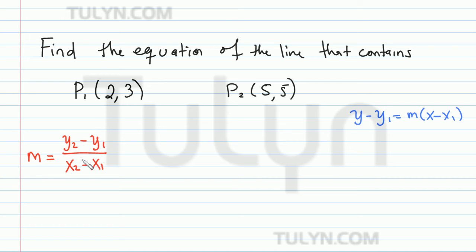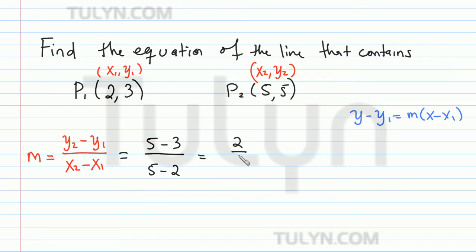So let's label our points. Let's let P1 be at coordinates x1, y1, and P2 be at coordinates x2, y2. So now we just plug in y2, 5, minus y1, 3, over x2 minus x1. So we have 5 minus 3, that's 2, and then 5 minus 2 is 3. So our slope is 2/3.